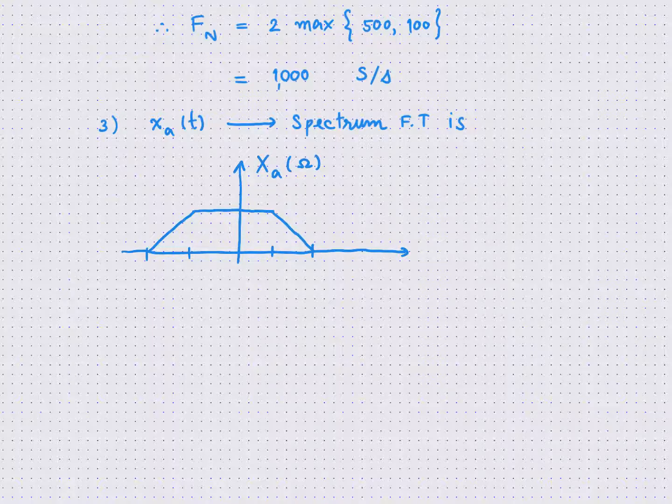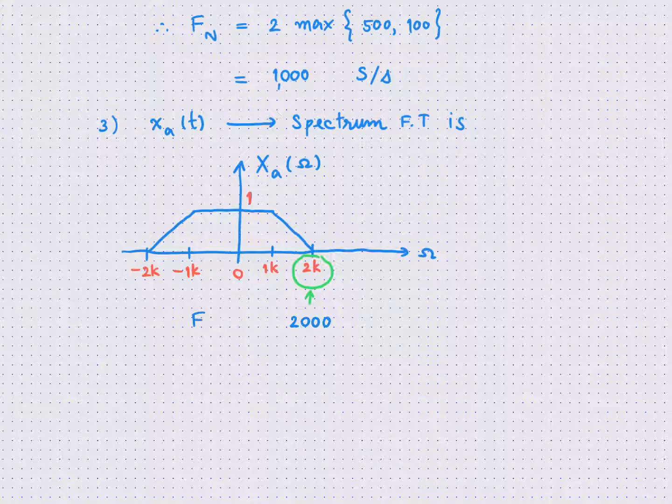Let's say this is the spectrum of the analog signal, we call it Xa(omega). And let's assume that the frequencies here are 1k, 2k, 0, minus 1k, minus 2k, and the spectrum height is 1, like so. By looking at the spectrum, it's quite easy to determine the maximum frequency. Right away, you look at the farthest right-hand side, you see that the spectrum exists until the frequency of 2000. So right away, you know that F max is equal to 2000.